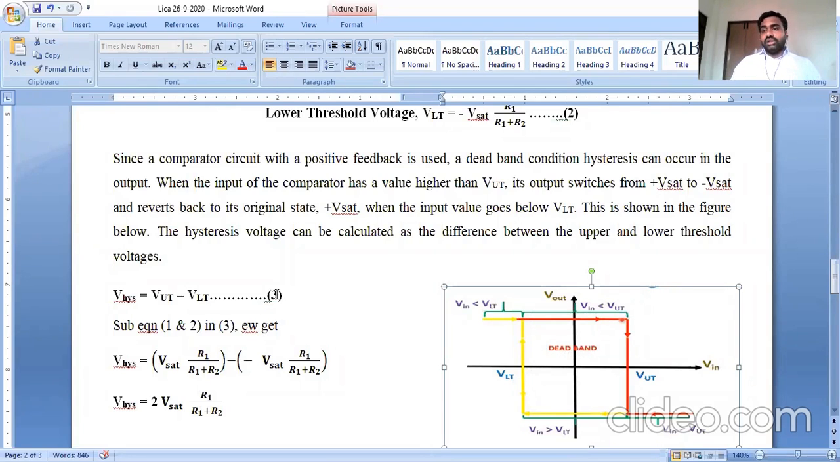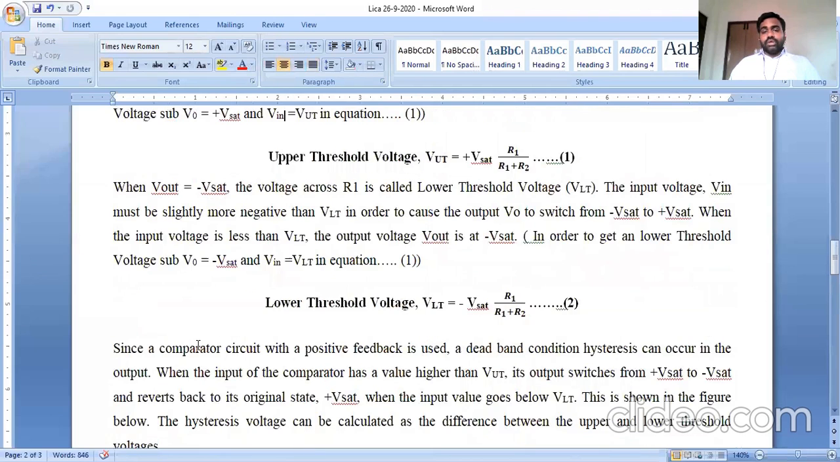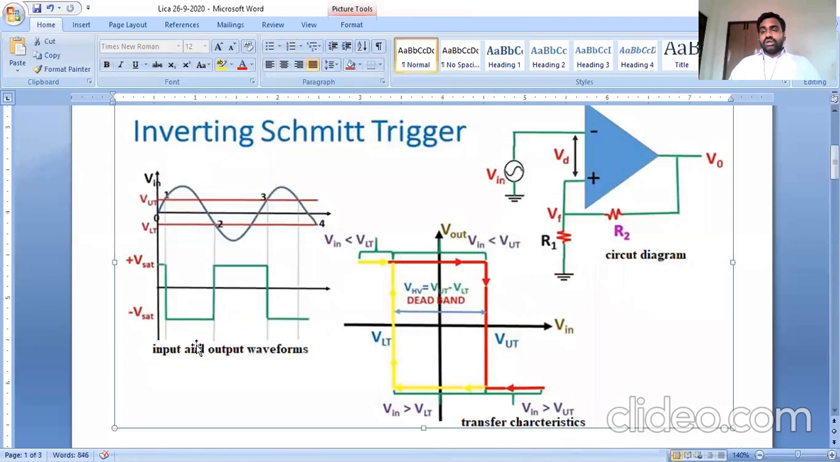Before calculating the hysteresis, we just calculated the upper threshold voltage value and the lower threshold voltage value. We analyzed the behavior of this transfer characteristic, and next we will calculate the hysteresis value. It will be clear. If you have any doubts in our discussion, just post them in the chat box. We will discuss them in the doubts clarification session.